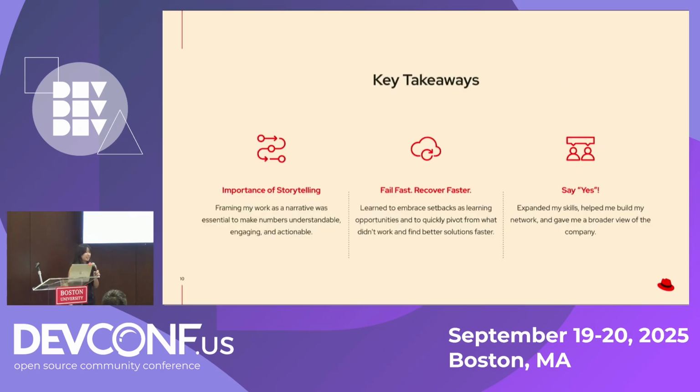For my key takeaways, the first was the importance of storytelling. I had to work a lot with raw data and present it to a lot of stakeholders. So it was about really understanding the complex data and how to create a narrative out of it, presenting it in an understandable way for the stakeholders. The second was fail fast and recover faster. This was something that my teammates said, and it really stuck with me: not dwelling too much on your failures, but looking forward, finding a new solution, and keeping the momentum going.